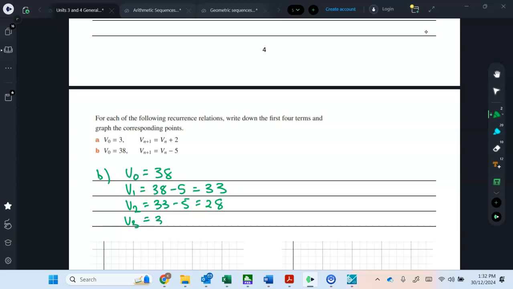V3 is your previous, oops, that's not the previous value. 28 minus 5 equals 23. And there's your first 4 terms. I might just do V4 just for funsies. 23 minus 5 equals 18.